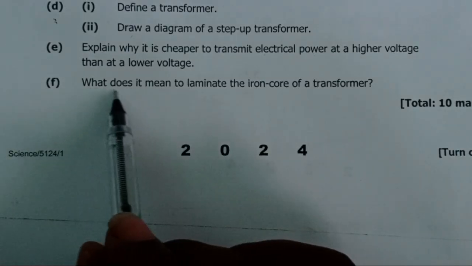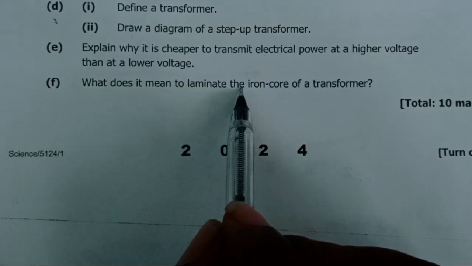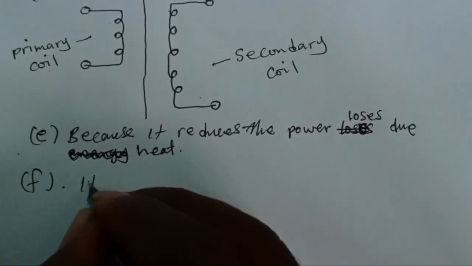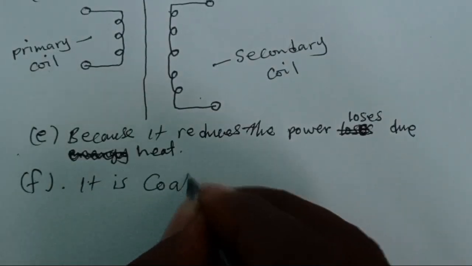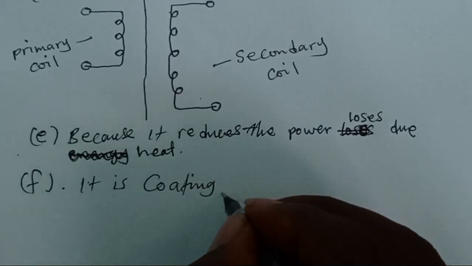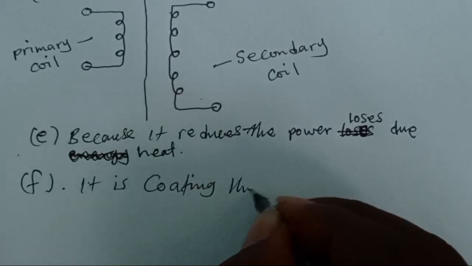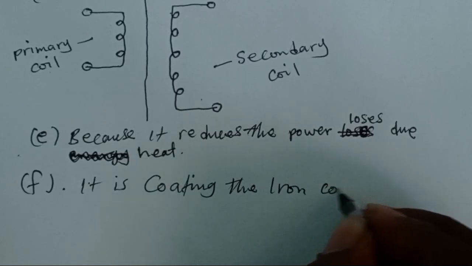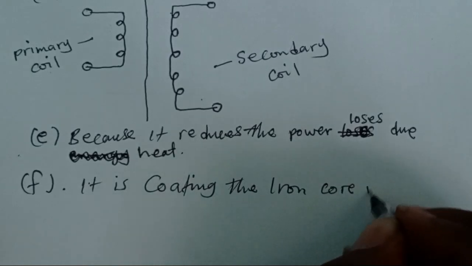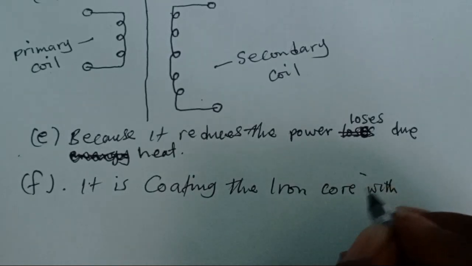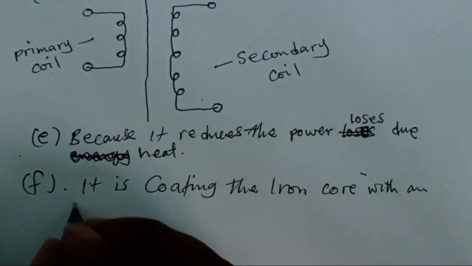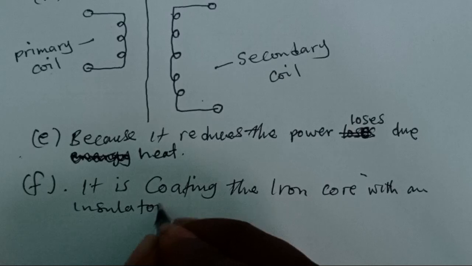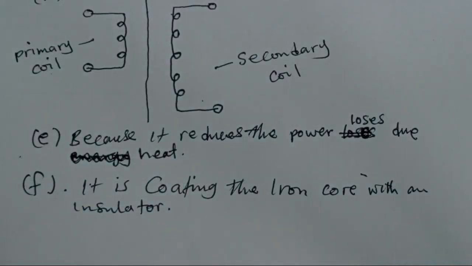F, what does it mean to laminate the iron core of a transformer? It is coating the iron core with an insulator. So that's what it means to laminate the iron core.